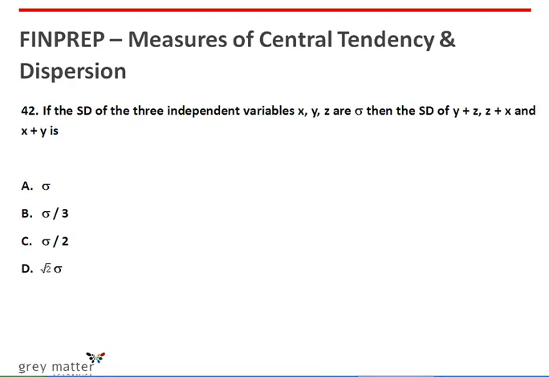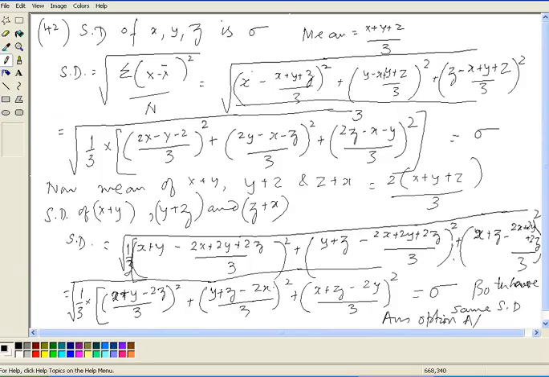42nd problem. If the standard deviation of three independent variables x, y, z is sigma, then the standard deviation of y plus z, z plus x, and x plus y needs to be evaluated. Going back to our work area, the standard deviation of x, y, z is given to be sigma, and the mean would be x plus y plus z by 3. The standard deviation general formula is square root of sum of x minus x bar squared by n.